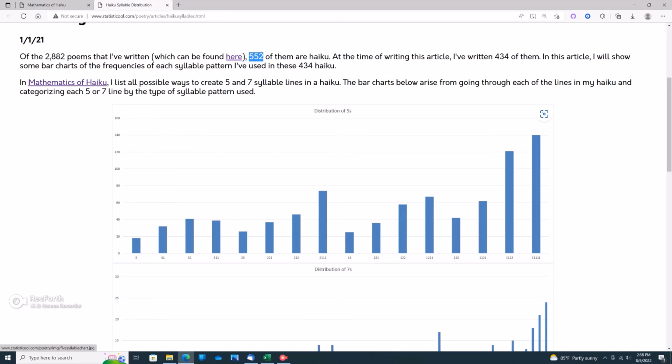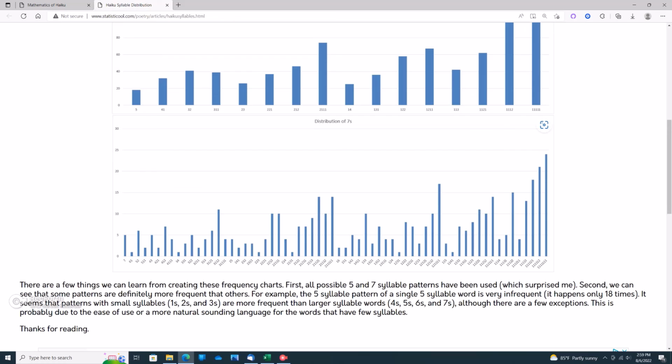Of the distribution of the 5 lines, you can see most of them are the 1 1 1 1, 1 1 1 2, 2 1 1 1. Rarely is just a 5-syllable word used. I think that makes sense. We tend to use words on the smaller side. And then of the 7 line, again, you have lots of ones over on this right side, but I think it varies a bit more. There are just lots more choices to choose from. Some seem pretty rare, like a 6-syllable word followed by a 1-syllable word. There were more combinations that were rare, I thought, when I looked at that.